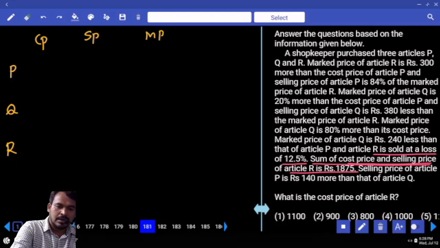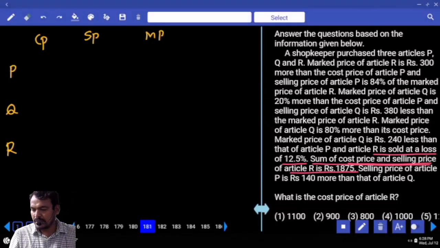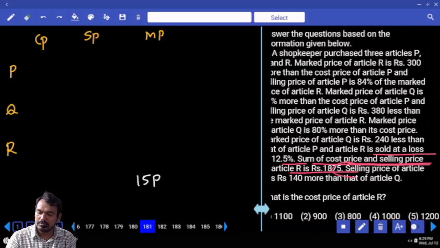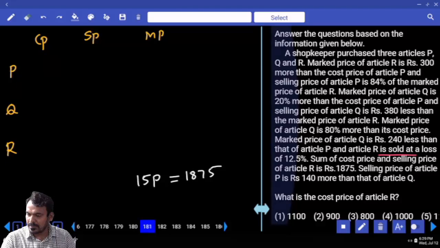Okay, and here what are the last 2 lines? 12.5% loss. Loss means 1/8 loss. 1/8 loss means cost price of R is 8 parts, selling price is 7 parts. Total how many parts? 15 parts. That 15 parts equal to how much? 1875. It is only for the relation with the R value.